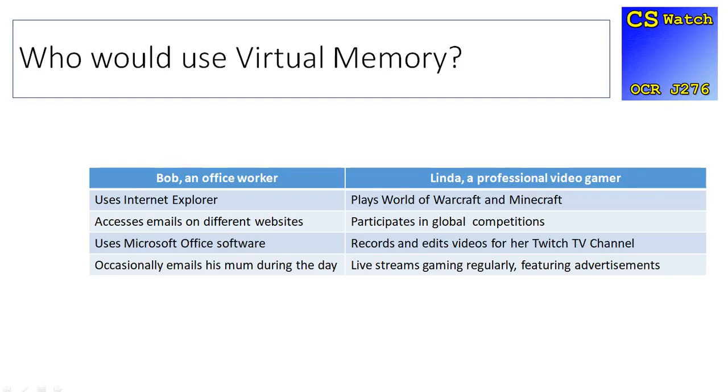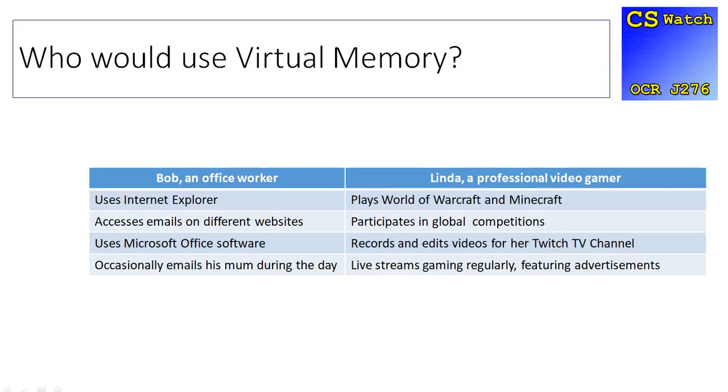So here we've got two different people. We've got Bob, an office worker who uses Internet Explorer, accesses emails on different websites, uses Microsoft software, and occasionally during the day emails his mum. What a lovely guy. We've then got Linda, who is a professional video gamer, plays World of Warcraft and Minecraft, participates in global competition, records and edits videos for her Twitch TV channel, and live streams gaming regularly, featuring advertisements from other promotions. One of these sorts of people, virtual memory would be useful for, the other one not so.